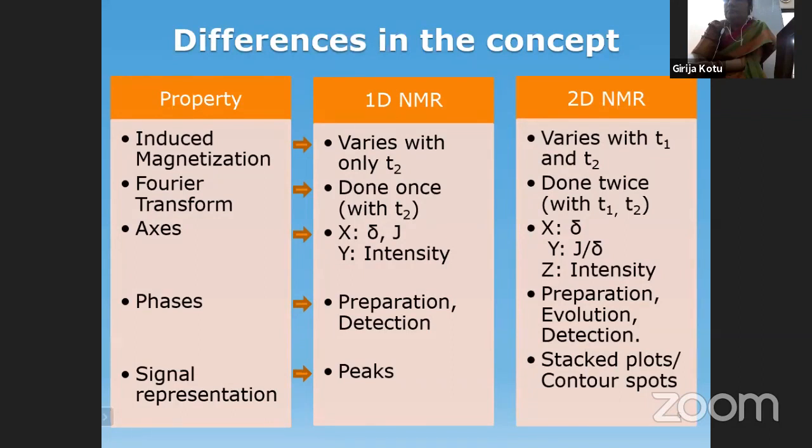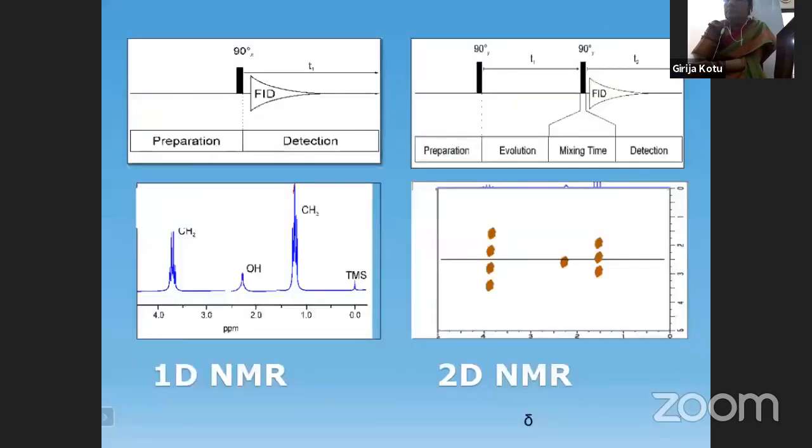The different phases or periods present in 1D NMR are only two, that is preparation and detection. As soon as a pulse is given, normally a 90-degree pulse in the preparation, immediately after the pulse is given, the signal is detected. Whereas in 2D NMR, an additional time interval is inserted between preparation and detection, which we call evolution. And the signal representation: in 1D NMR, the spectrum is represented in the form of peaks, whereas in 2D NMR, it is represented in the form of stacked plots or contour spots.